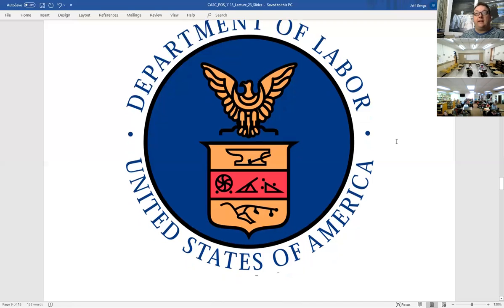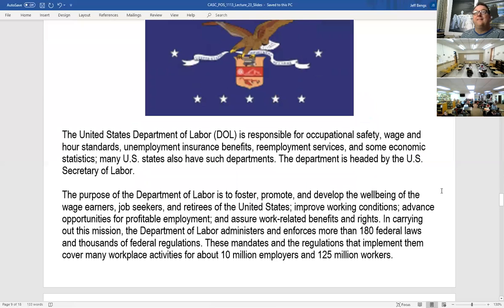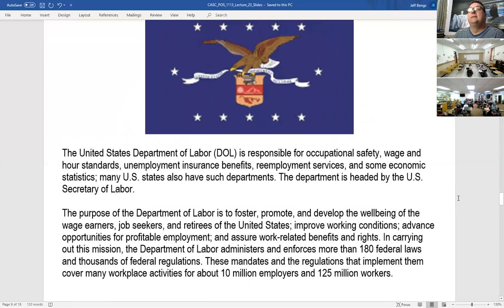I might have had a slide for that. Let me check here. Yeah. Here at the bottom, you can see it says there's more than 180 federal laws and thousands of federal regulations concerning labor. And these are to help a workforce that has 10 million employers and 125 million employees.